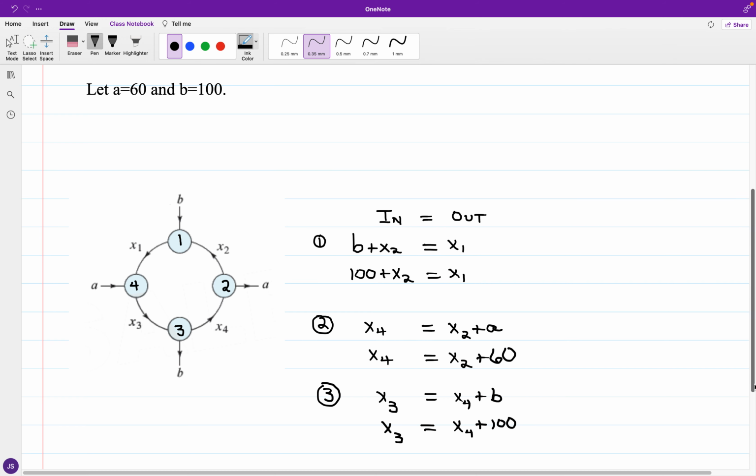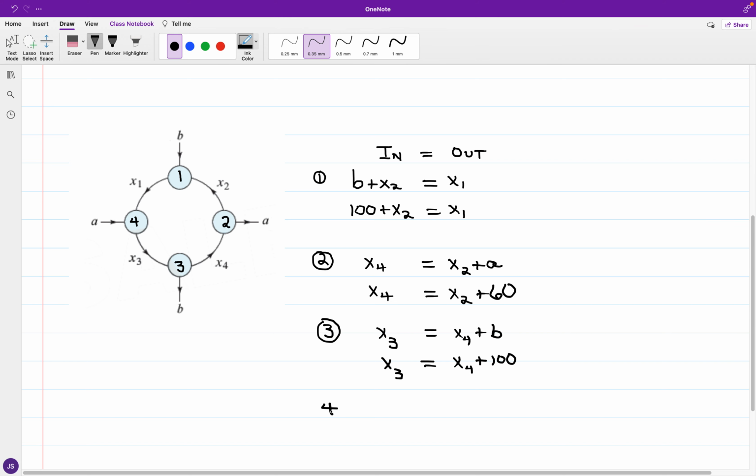For the fourth and last juncture, in terms of what is going in, we have a, and what is also going in, I overlooked this, x of 1 is also going in. In terms of what is going out, we have x of 3. Again, with a at 60, you have 60 plus x of 1 is equal to x of 3.